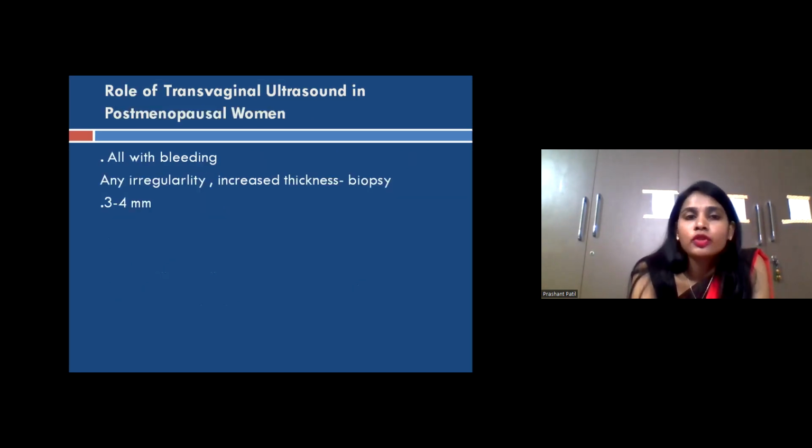Whereas in postmenopausal women, all the women coming with bleeding complaints have to undergo a TVS. And any irregularity in the endometrium, any increase in thickness, has to be biopsied. The cutoff here is 3 to 4 mm. If the endometrial thickness is under 3 to 4 mm, the risk of endometrial cancer will be less than 1% according to the studies. But any endometrium more than 3 to 4 mm has to be biopsied.